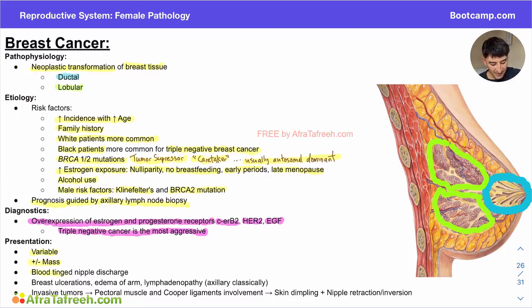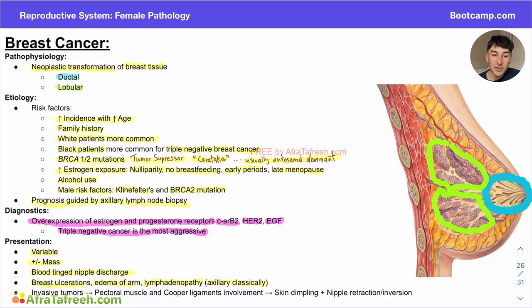Additionally, we can see types of nipple discharge. Usually blood-tinged nipple discharge is going to be leading you down the breast cancer route, as opposed to, let's say, milk that's coming out of the nipple. That could be something like a prolactinoma or a drug that is causing galactorrhea. Additionally, breast ulcerations, edema of the arm, or lymphadenopathy, especially in the axilla. This is where the drainage of the breast tissue goes, is going to be characteristic of breast cancer.